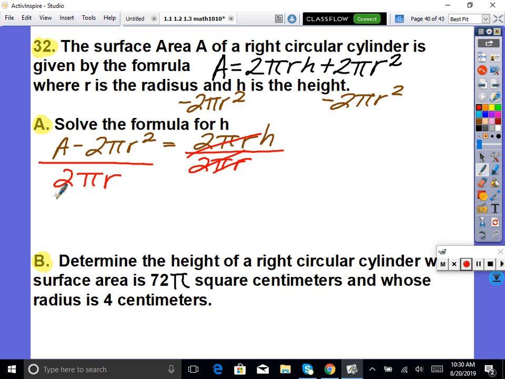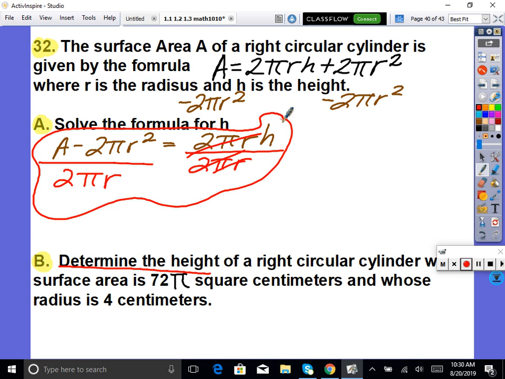So in part B, it says determine the height of a right circular cylinder with a surface area of 72 pi square centimeters, whose radius is 4 centimeters. Look what it did for us. Determine the height. Don't we already have our true statement for height? So what would we do? We would take our area, which is 72 pi, so 72 pi minus 2 pi, our radius is 4 squared, all over 2 pi times 4.